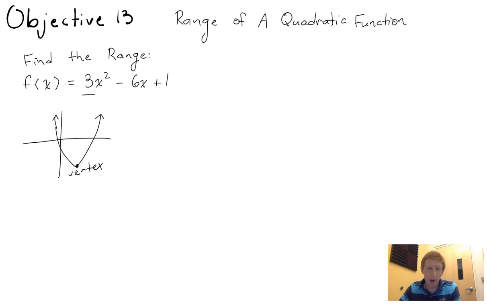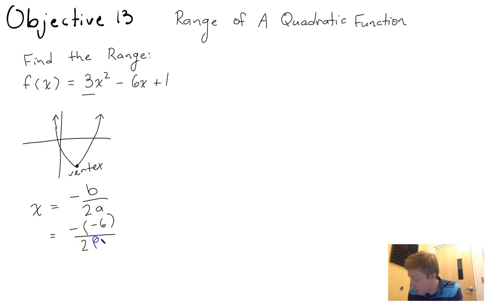We'll have to find the x value first, so use the axis of symmetry equation. x equals negative b over 2a. We see here that b is negative 6 and a is 3. So this is equal to negative times negative 6 divided by 2 times 3. And this simplifies to x equals 1.